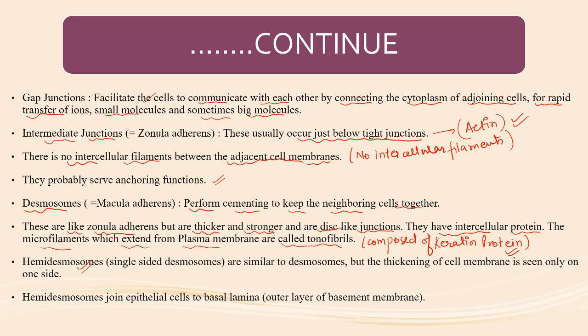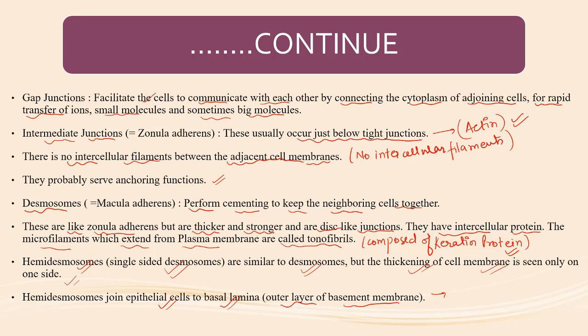Hemidesmosomes. They are single-sided desmosomes, similar to desmosomes only, but the thickening of cell membranes is seen only on one side. Just like desmosomes, but basically only on one side. Hemidesmosomes join epithelial cells to the basal lamina. The basal lamina is the outer layer of the basement membrane.